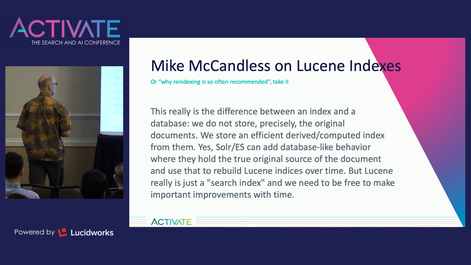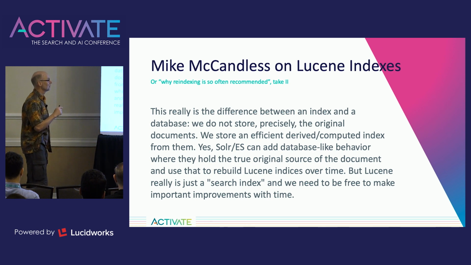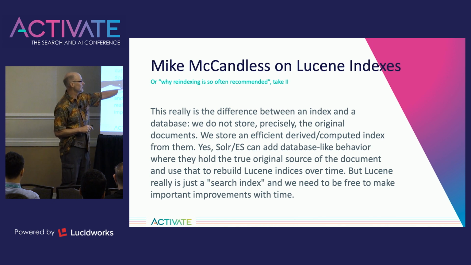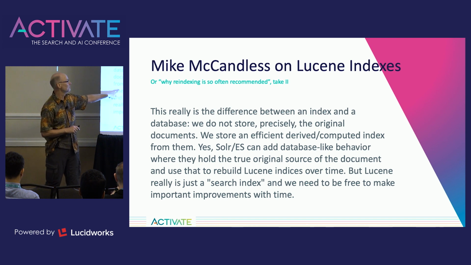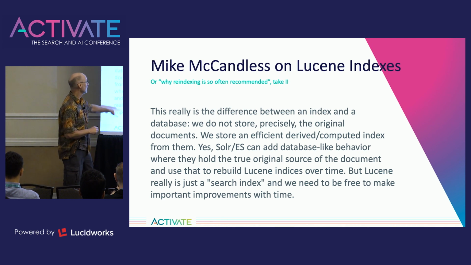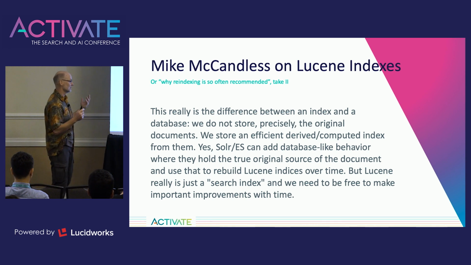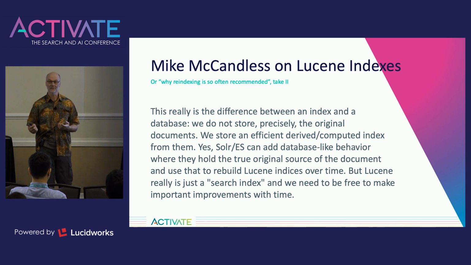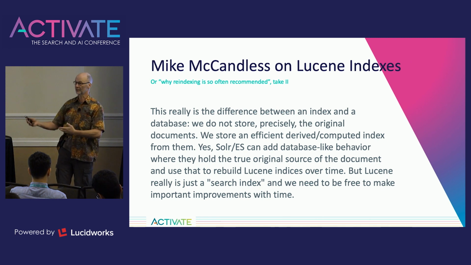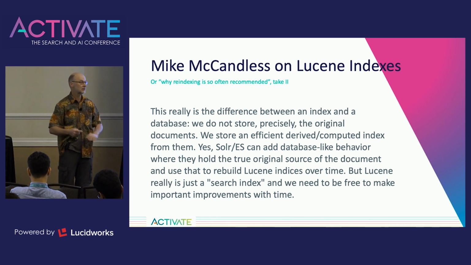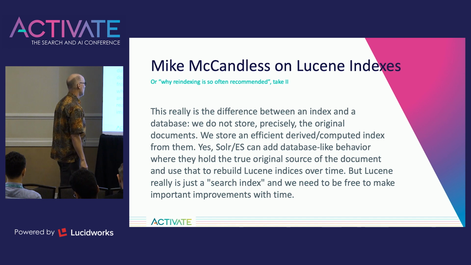This is really the difference between an index and a database. We do not store precisely the original documents. We store an efficient, derived, computed index from them. The whole point of Lucene is to be able to search. Let's make it as efficient as possible, but we derive data to put it in. Sure, Solr and Elasticsearch can add database-like behavior where they store all of the fields. And if you store all of the fields, you have all the original content, you can reindex everything from what's in your index. You don't have to go back to your system of record.